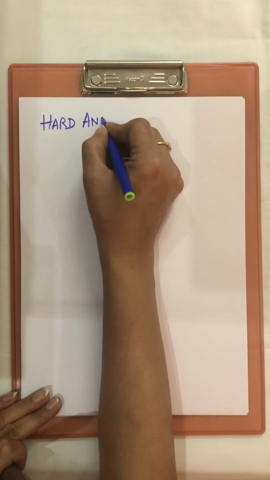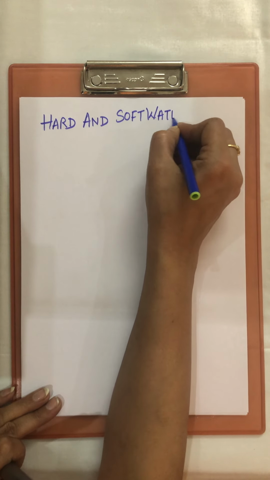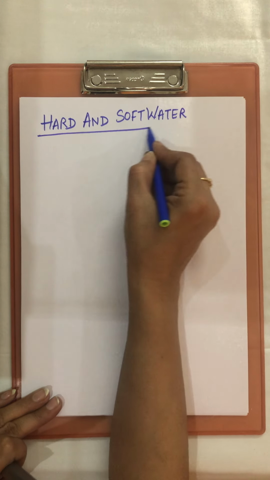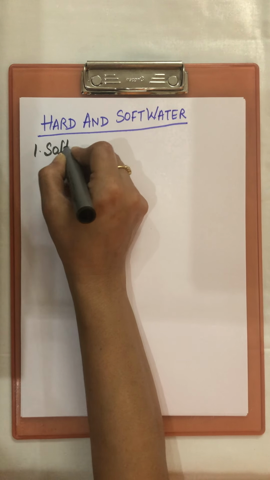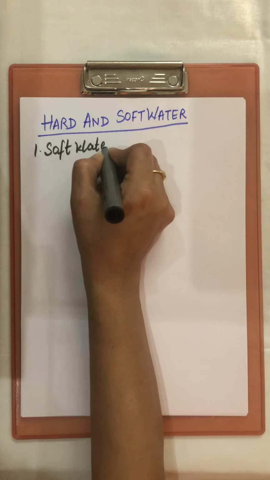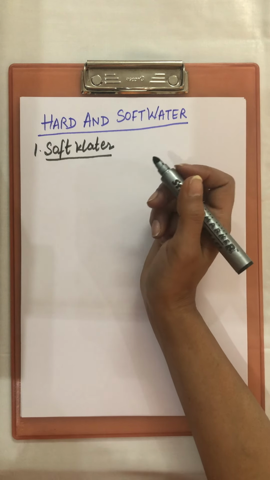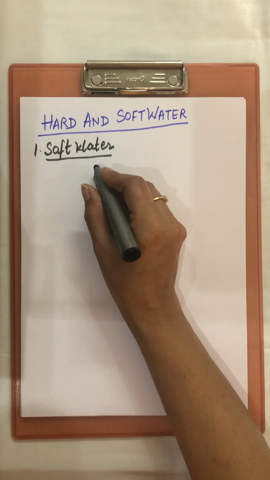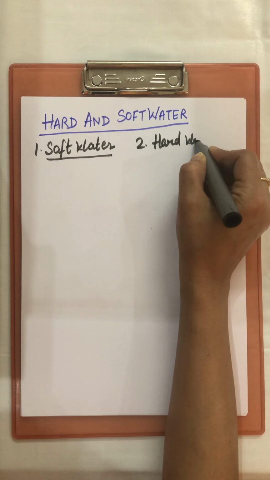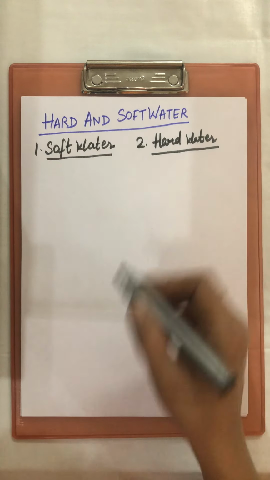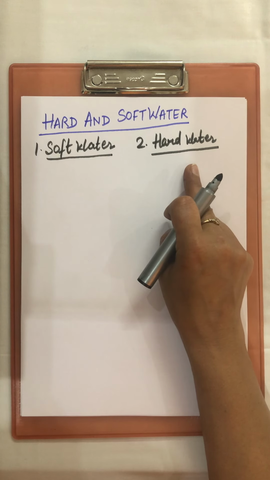After chemical properties of water, moving on to the next topic, a very important topic in this chapter, hard and soft water. Water is also of 2 types, hard water and soft water. What is soft water? If we add soap to the water, then there is a lot of lather formation. That water is soft water. But if we add soap to the water and there is very little lather formation, or no lather formation, that water is hard water.